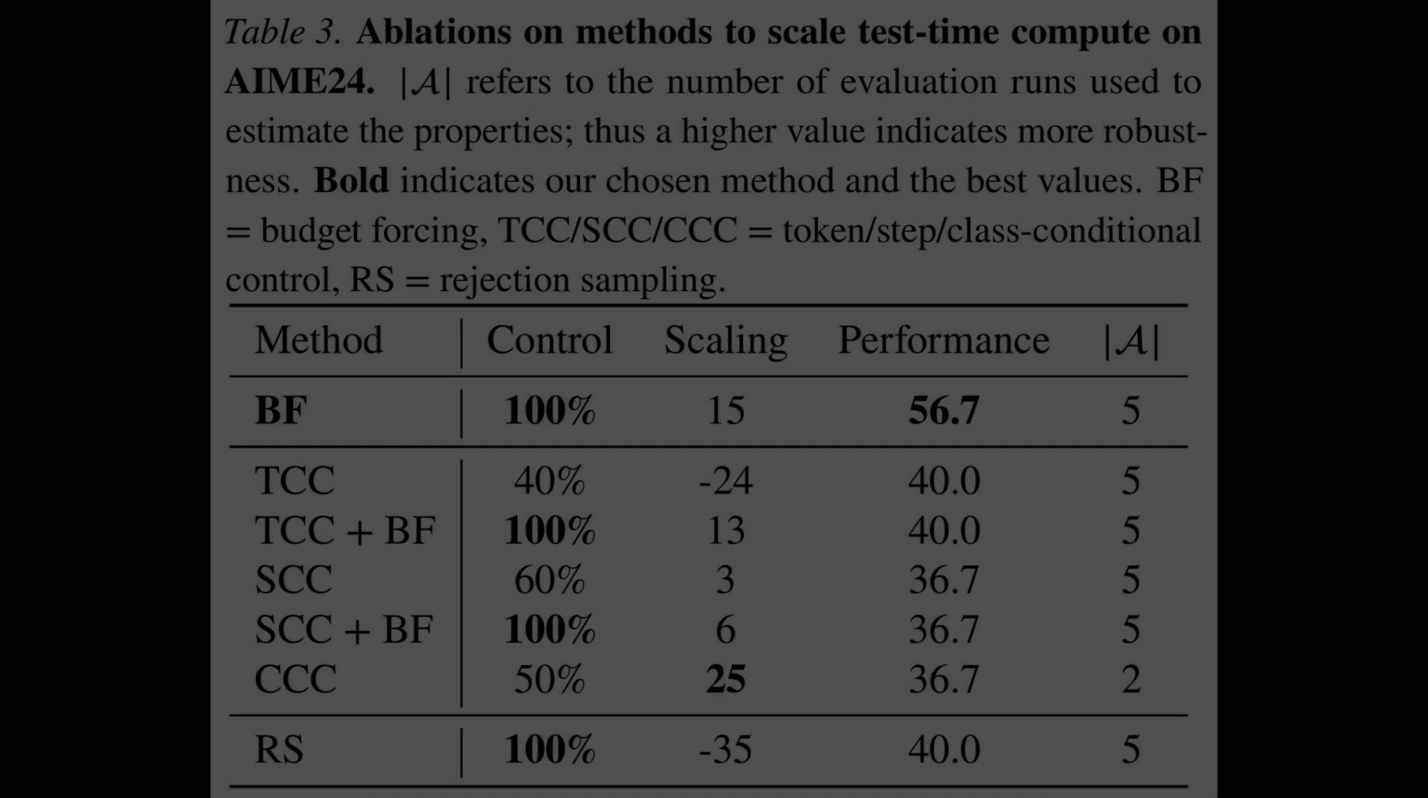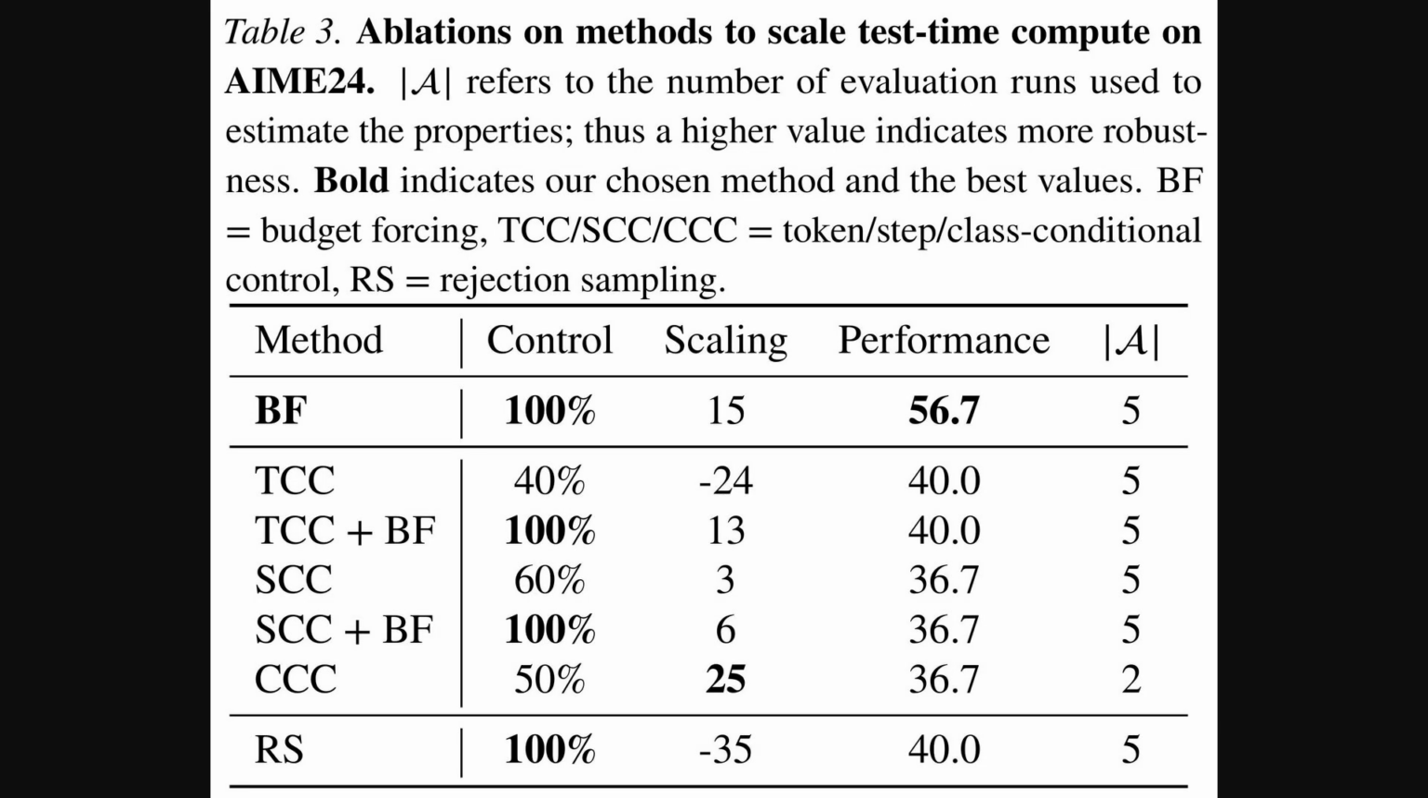Okay, so we've seen that the S1K dataset is really well put together. Now, this next table, Table 3, dives into how they settled on budget forcing as their go-to method for scaling test-time compute, which is the amount of calculation the model does when it's actually trying to answer a new question. This table shows another set of ablation studies, this time focusing on the AIME 24 task, comparing different methods to control how much the model thinks. We see metrics like control, basically how well the method limits thinking tokens, scaling, which shows how much accuracy improves with more thinking, and performance, the top accuracy.